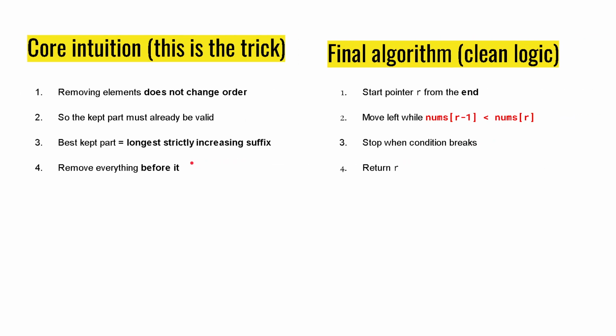So the core intuition is this trick. Removing elements does not change the order, so the kept part must already be valid, and the best kept part is the longest strictly increasing suffix. So we have to remove everything before it. And the final algorithm will go from that. We start a pointer r from the end, and move left while nums at r minus 1 is less than nums at r. Otherwise we stop when the condition breaks and return r.